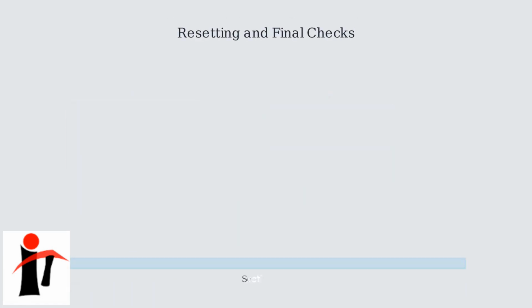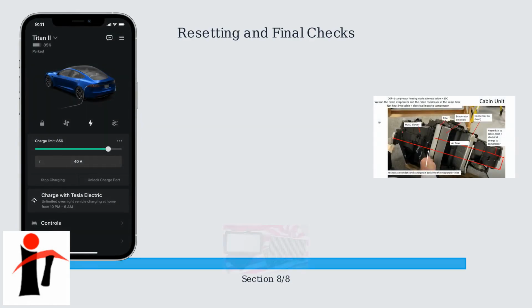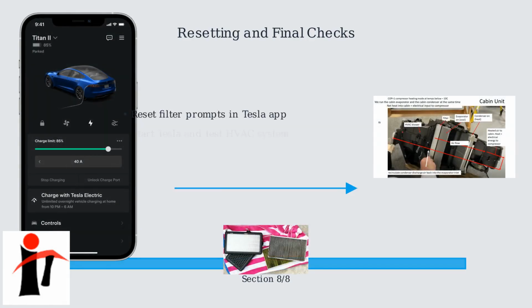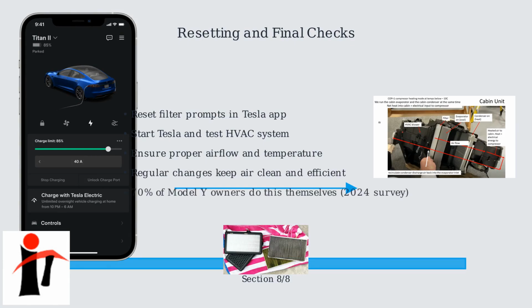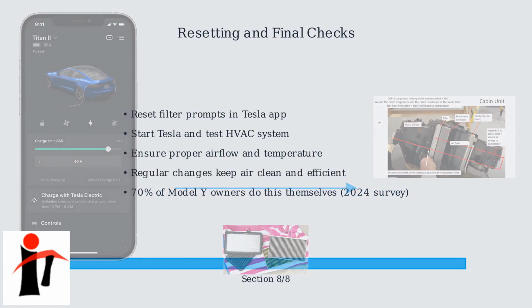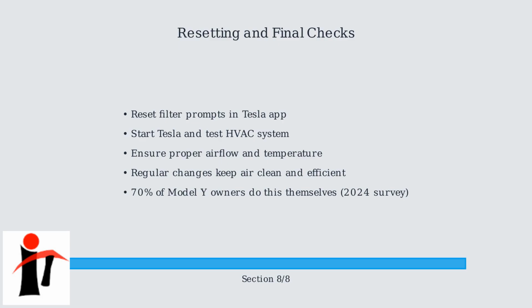After installation, you may need to reset any filter replacement prompts in the Tesla app. Start your Tesla and test the HVAC system to ensure proper airflow and temperature control. Regularly changing your cabin air filter will keep your Tesla's air clean and the HVAC system efficient. According to a 2024 survey, 70% of Model Y owners perform this task themselves, so you're in good company.